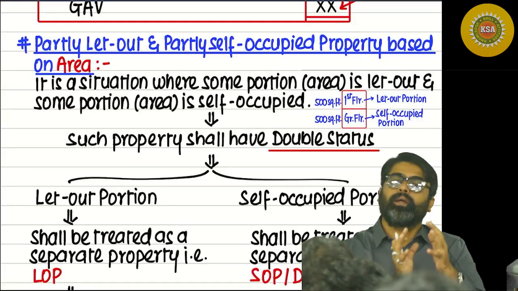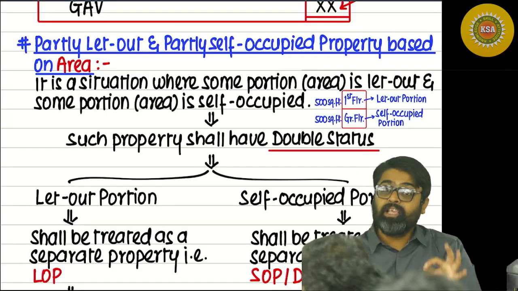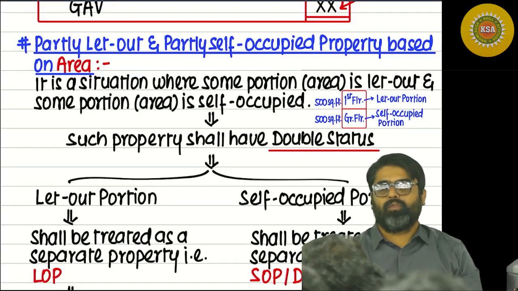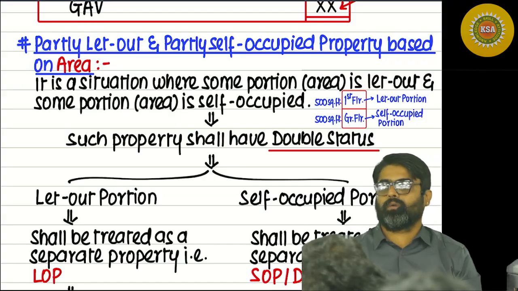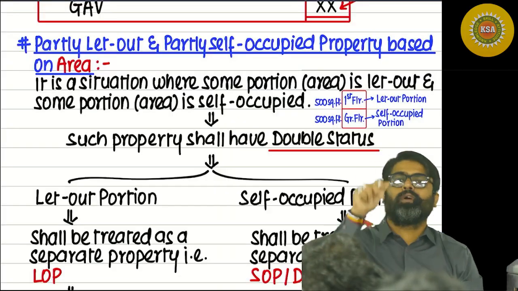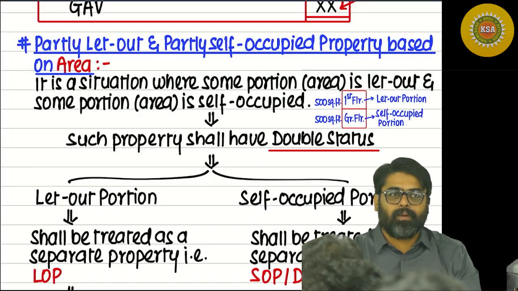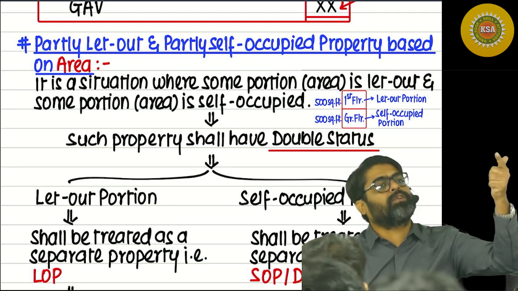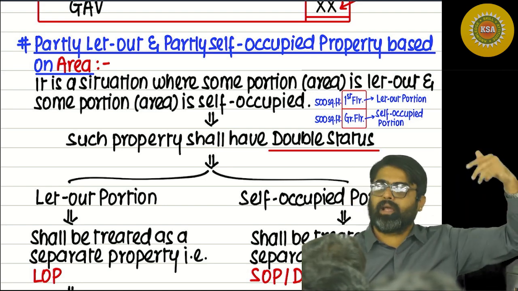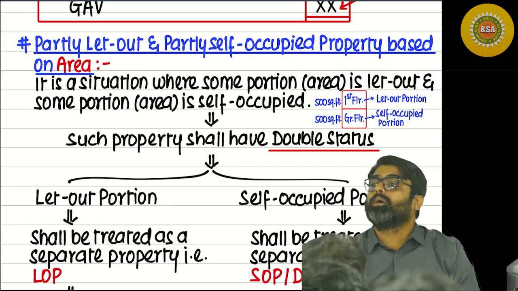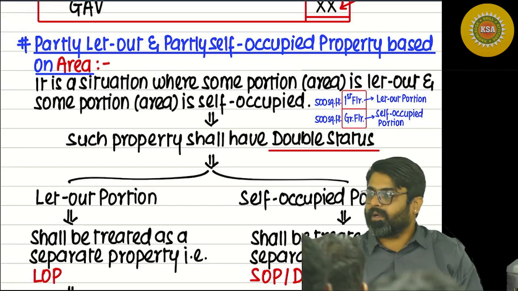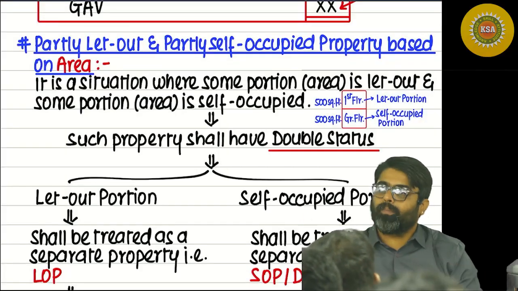Treat each part as a separate property. For example, if the ground floor was let out, treat the ground floor separately as a separate property, treat it as an LOP. And the first floor was self-occupied, yes or no? So treat the first floor as a separate property and calculate the annual value for the SOP separately. Calculate the annual value for the LOP separately.